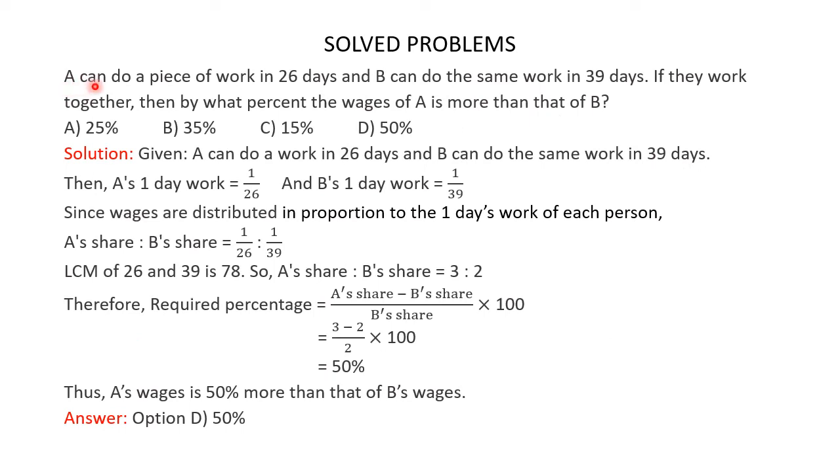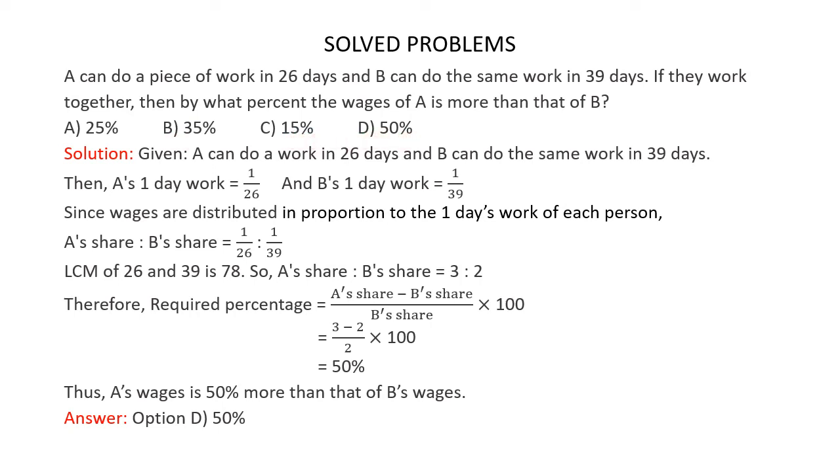A can do a piece of work in 26 days and B can do the same work in 39 days. If they work together, then by what percent the wages of A is more than that of B? You are given 4 options here and you have to find out which of these options is the correct one.